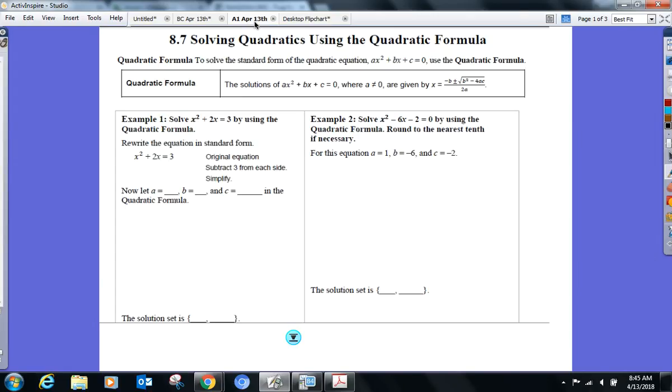Please take a look at your formula sheet right now. Do you see where it says quadratic formula on your reference sheets? Everyone see it? Second row, second column, second one down. The quadratic formula: x equals negative b plus or minus square root of b squared minus 4ac, all over 2a. It's a lot, but that's probably why it's on the formula sheet.